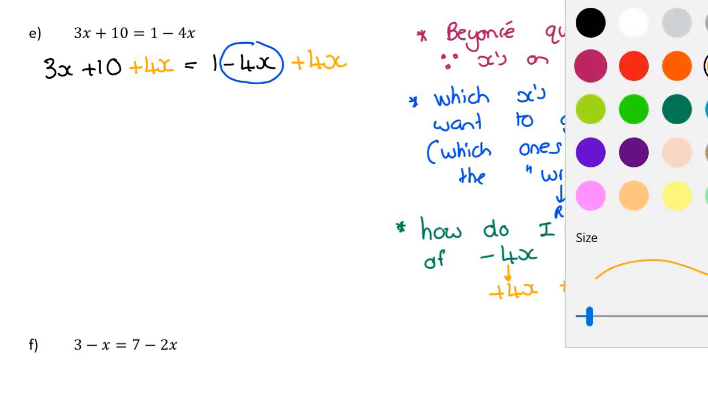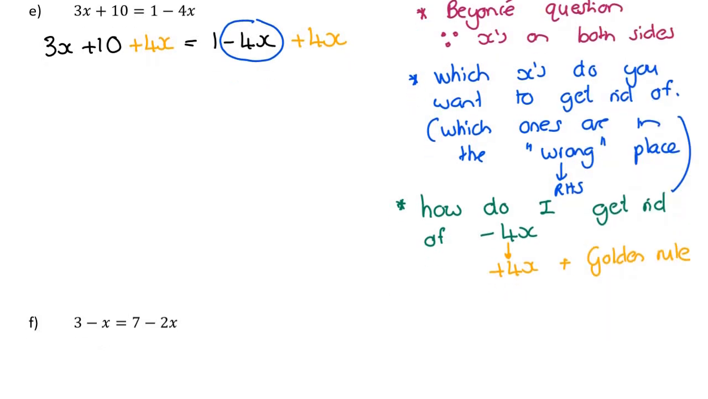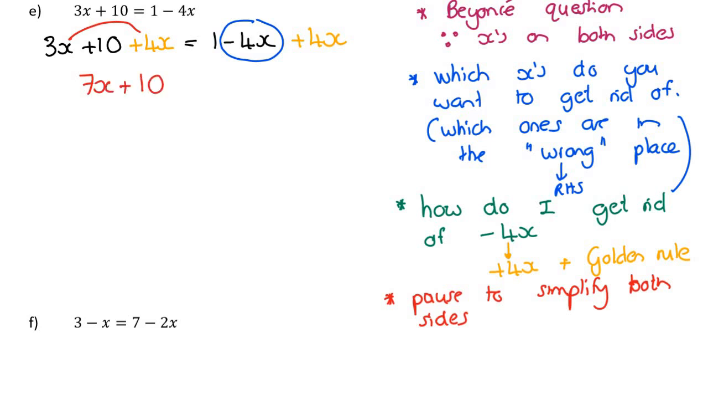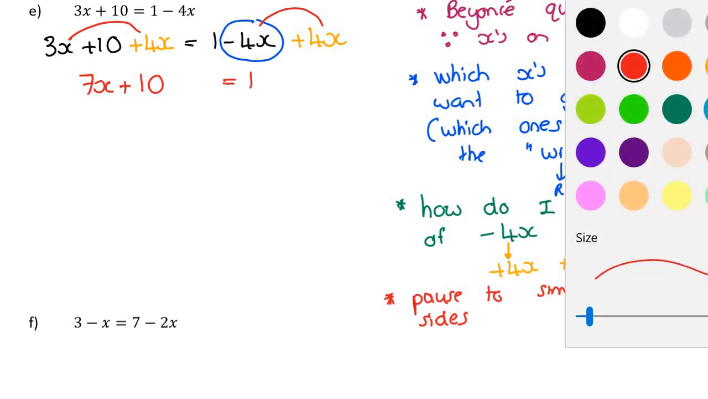So now, sorry, I'm going to have to go down to get some more space. Now I pause and I simplify both sides. So I just neaten up both sides of the equation so I can see what I'm now dealing with. So pause to simplify both sides. So 3x plus 4x is now 7x. So I get 7x plus 10. 1 is still there. Let me actually give myself some space. So equals 1. And minus 4x plus 4x disappears, which is what I wanted. Now we're back to an easy equation.